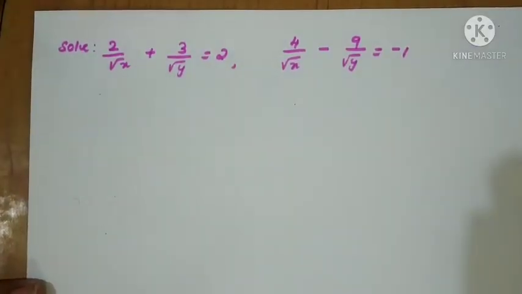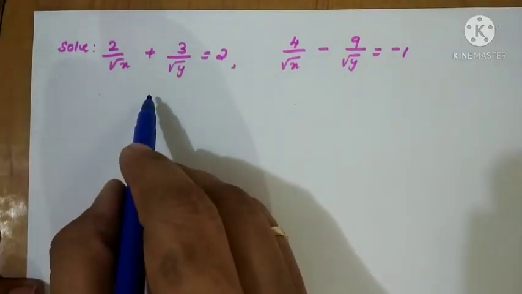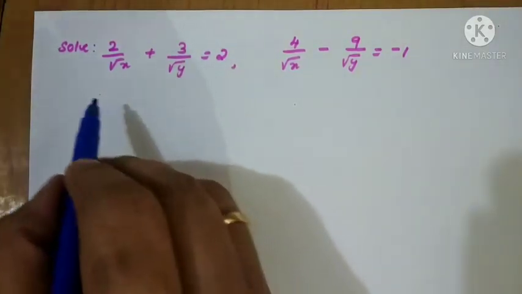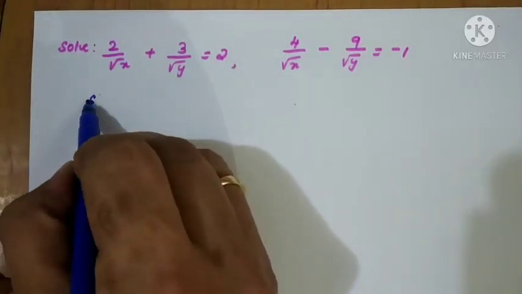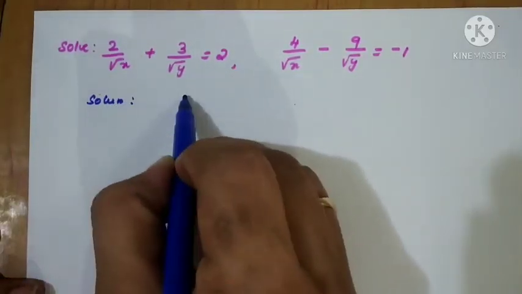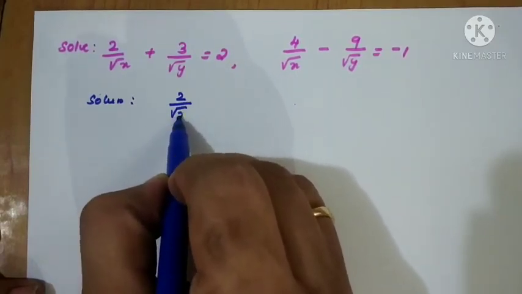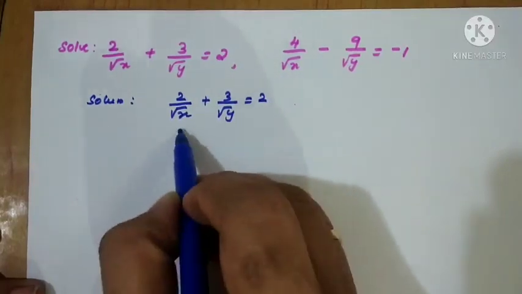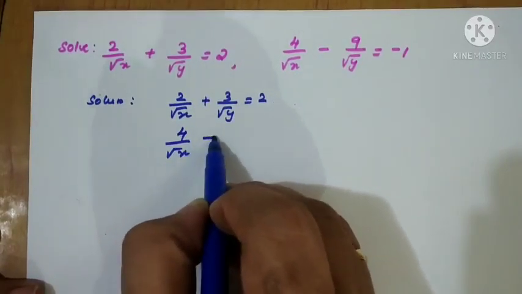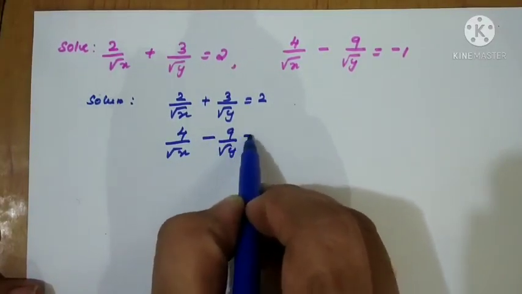Next question: solve 2/√x + 3/√y = 2 and 4/√x - 9/√y = -1. Here also it is not in linear form, we have to make it linear by suitable steps. So here I will write the solution. What is the first step? We should take down the question. 2/√x + 3/√y = 2, and 4/√x - 9/√y = -1.